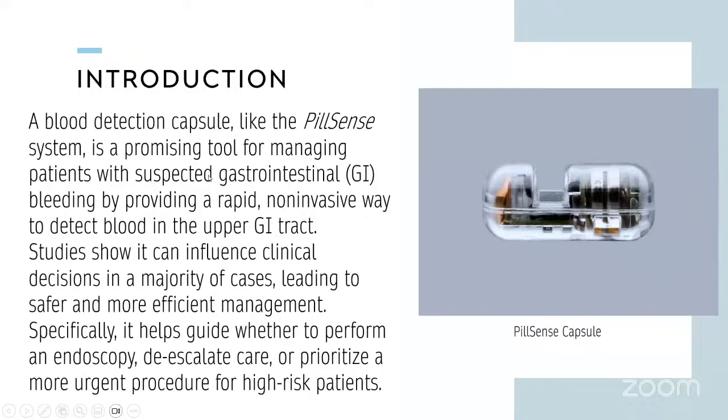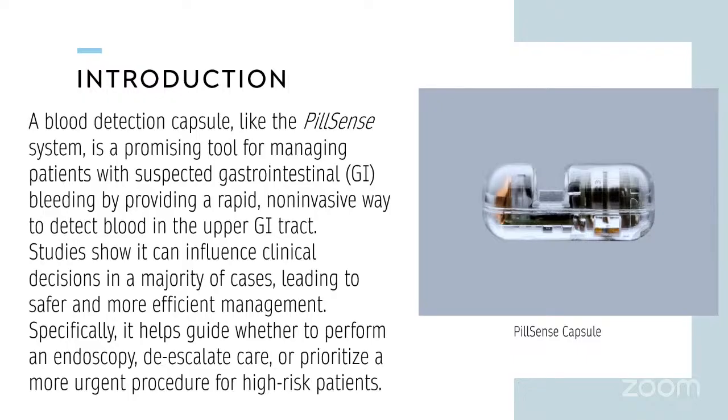Okay, as an introduction, a blood detection capsule like PillSense, this one in the picture here, there are many types of them, but this one here is a PillSense capsule. It's a promising tool for managing patient with suspected GI bleeding by providing a rapid, non-invasive way to detect blood in the upper GI tract.